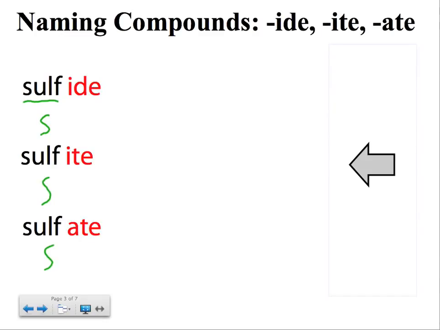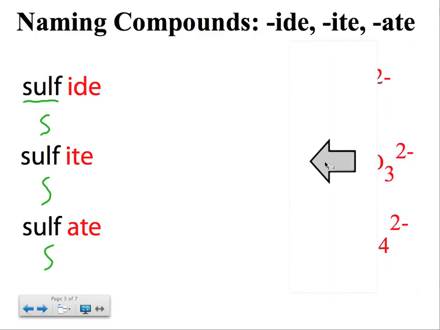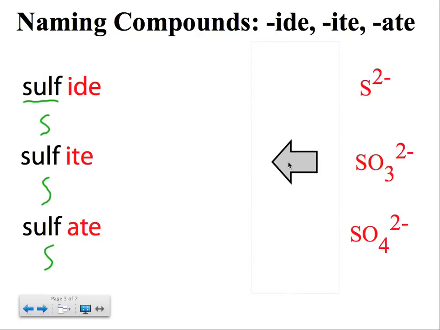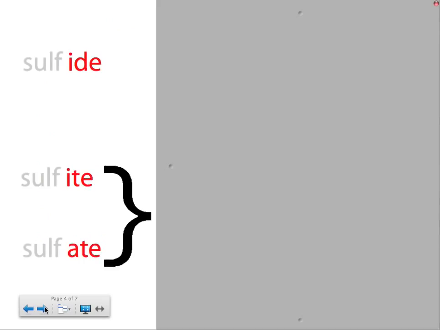Well, let's look at the formulas. So sulfide is S2 minus. Sulfite is SO3 2 minus. And sulfate, well actually that should be SO4. What's going on? Oh no, that's right, no, SO3 2 minus. And the sulfate is SO4 2 minus. Do you see a pattern yet? Okay, well let's reveal it.